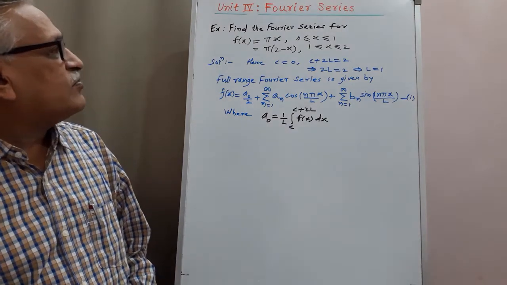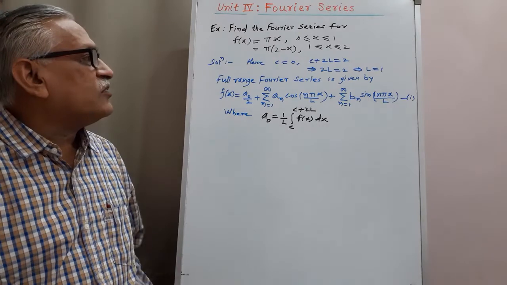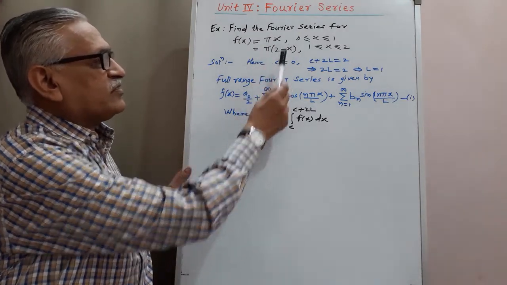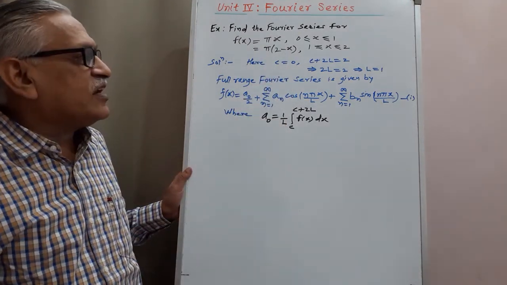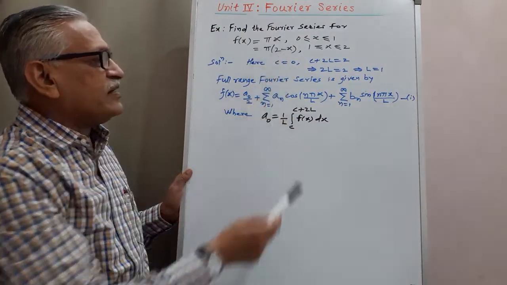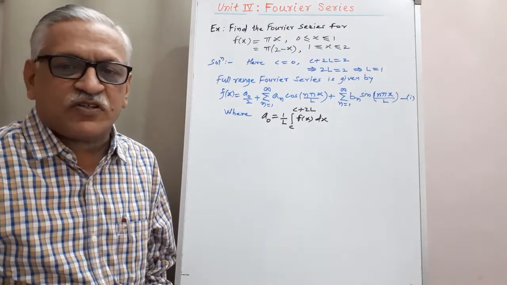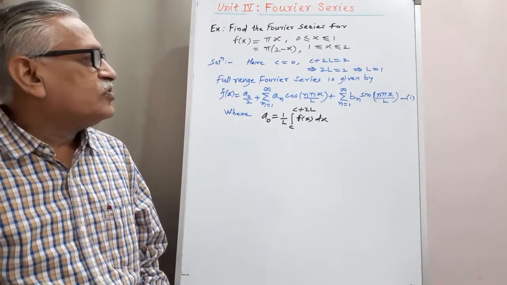Let us solve the problem. Find the Fourier series for the function f of x equal to pi times x for the range 0 ≤ x ≤ 1, and pi times (2 minus x) for the range 1 ≤ x ≤ 2.